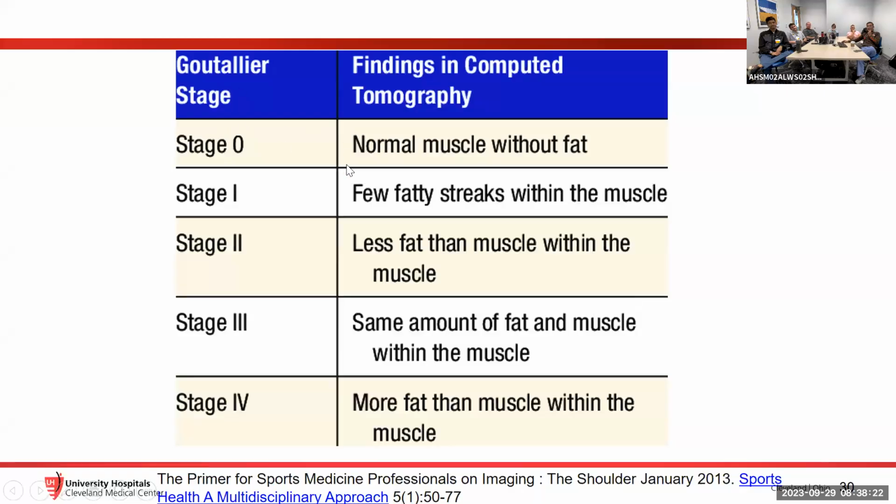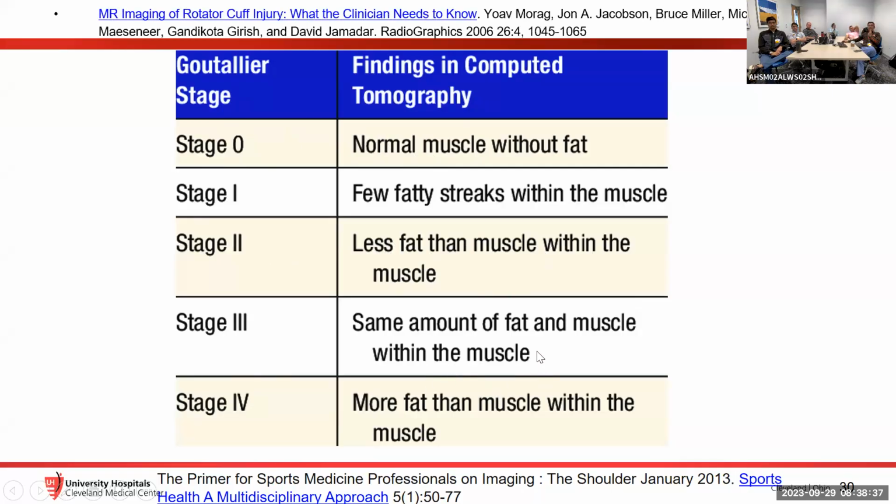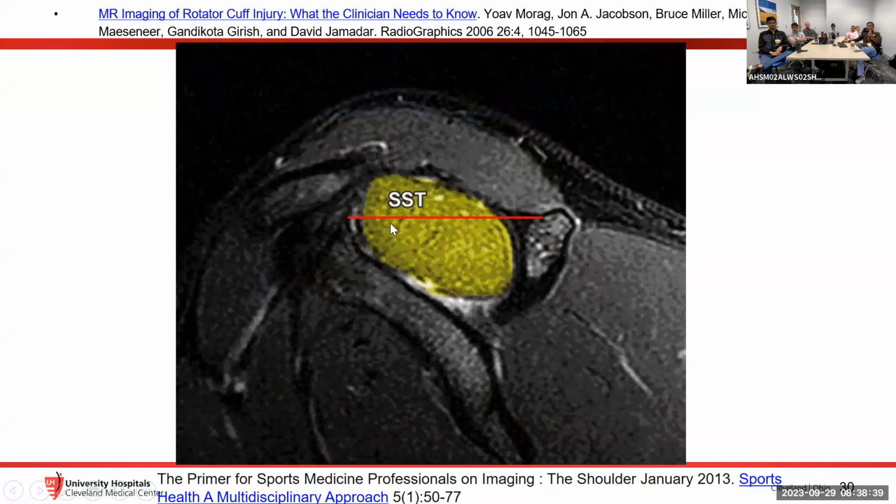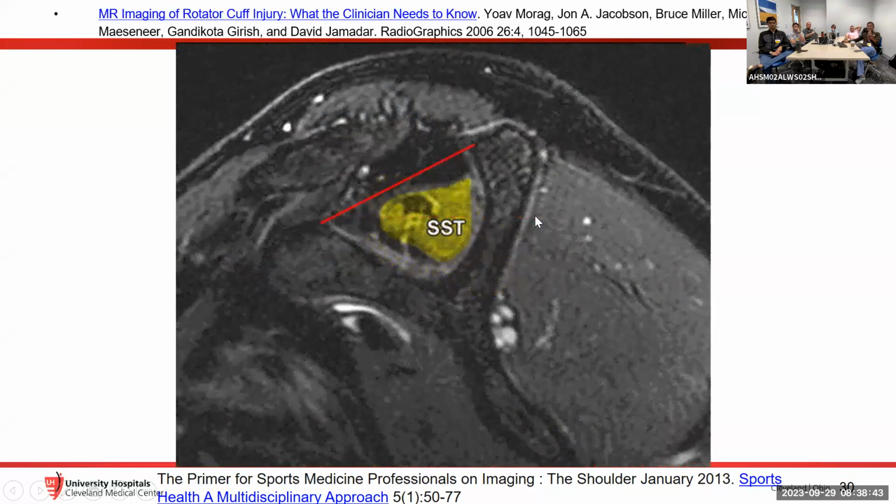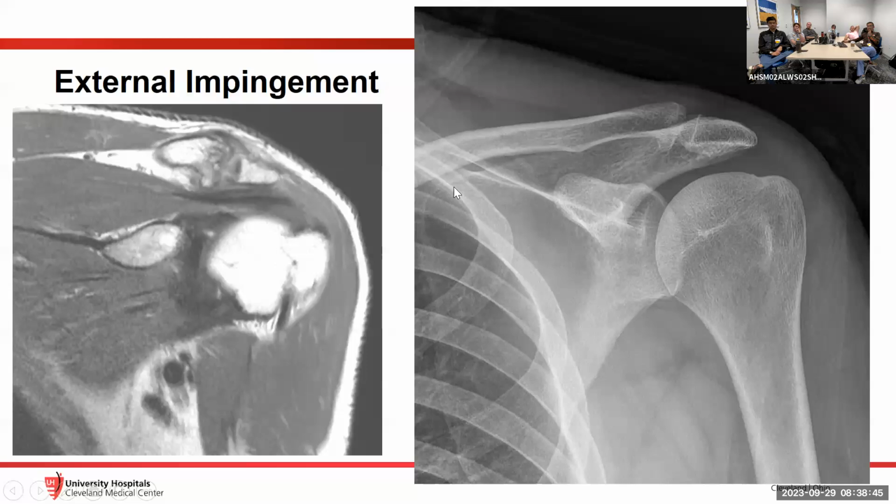Goutallier classification, so this is just how we would qualitatively and then give a quantitative score, I guess, but so less fat than muscle, same amount of fat and muscle, and then more fat than muscle. Here's that tangent line sign that I kind of told you about earlier. And we can see this muscle is not feeling that tangent line.